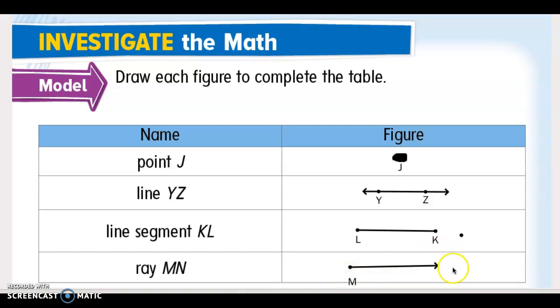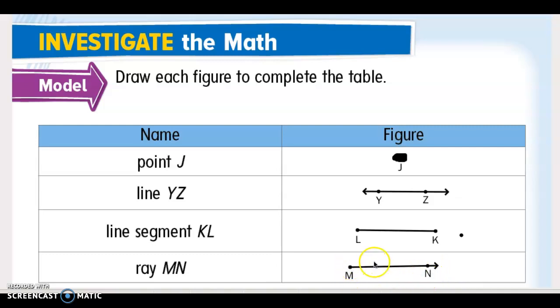This is ray MN. I have to keep my M at the end point because if you look here, that's the letter that comes first. This first letter tells me that that is the end point of a ray. The next letter is N, and I actually need to put a point on this ray. So now this is ray MN.